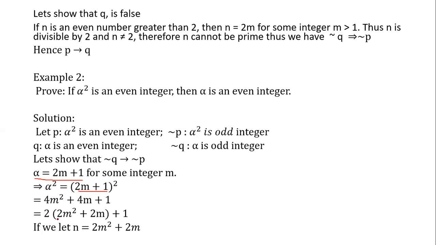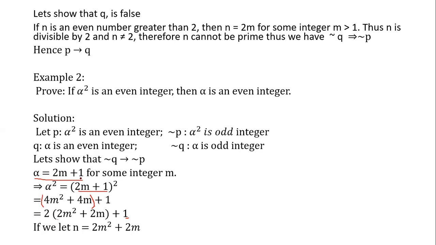Now we can factor the common number for the first 2 terms. You can bring the 2 out. When 2 comes out, we are now having 2 times the bracket 2m squared plus 2m, plus 1. If we let 2m squared plus 2m be equal to k, we are going to get alpha squared equal to 2k plus 1, which is the form for odd numbers.